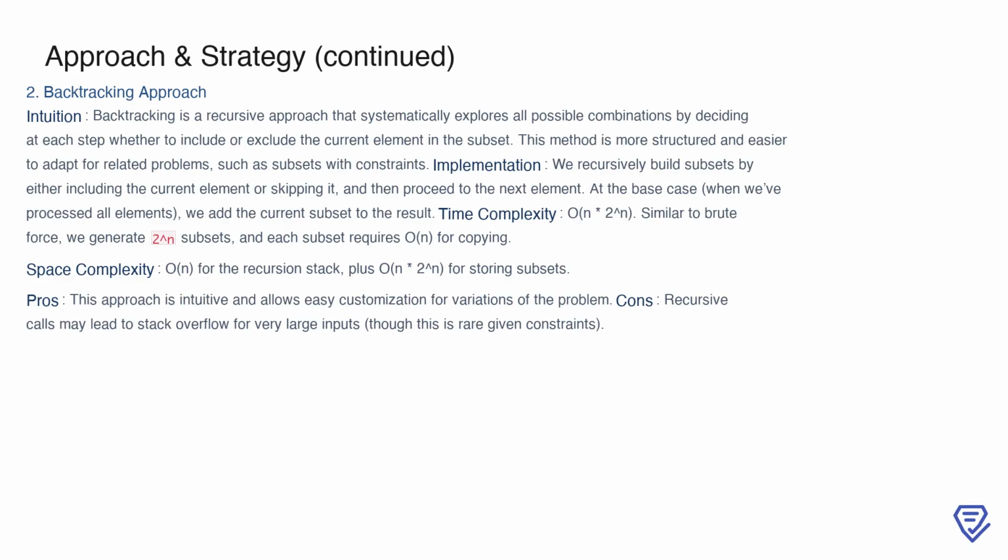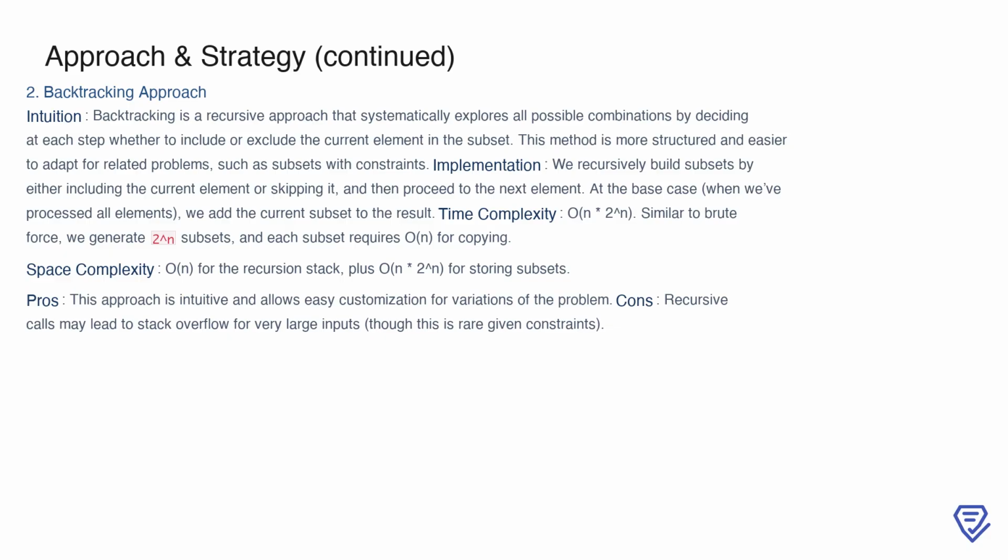In terms of implementation, backtracking involves a recursive function that builds subsets by making inclusion or exclusion decisions for each element, and once all elements are processed, the subset is added to the result. The time complexity remains O(n * 2^n), because we still generate 2^n subsets, with each subset taking up to O(n) time to copy.